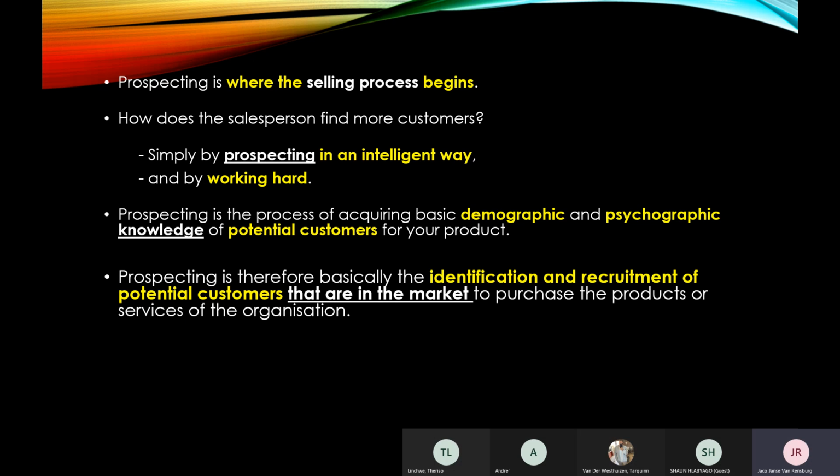How does a salesperson find more customers? You obviously have to be very resilient. You have to almost be switched on 24/7. You cannot miss an opportunity. You have to be very observant. Obviously, you have to work very disciplined as well.